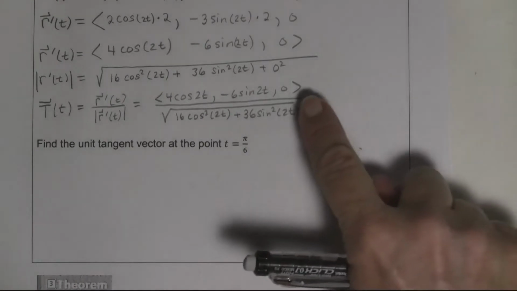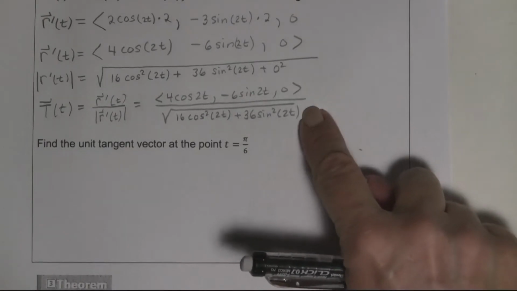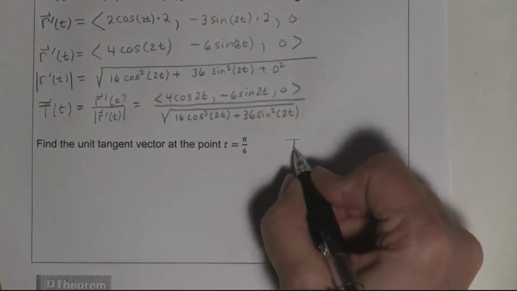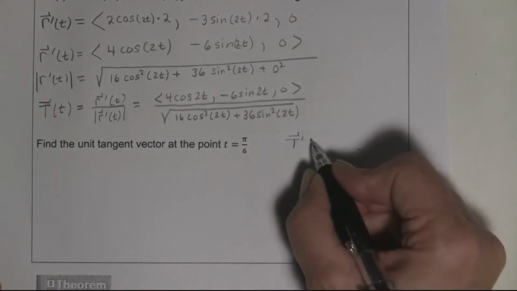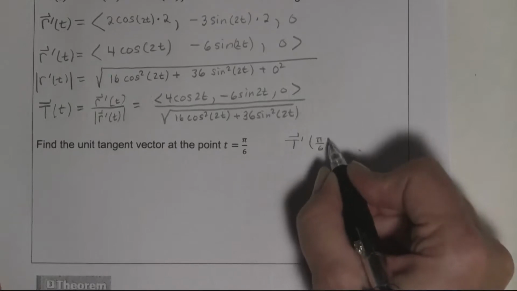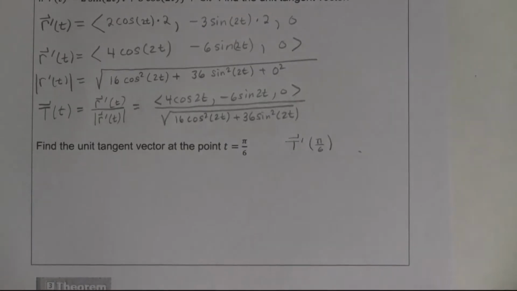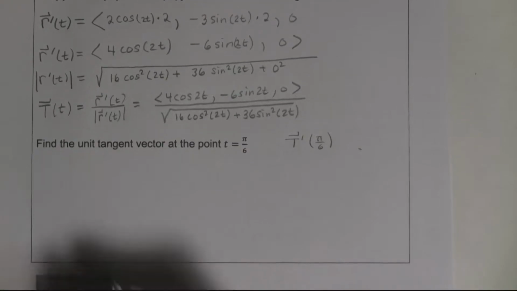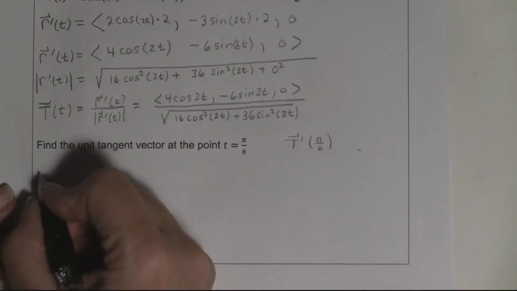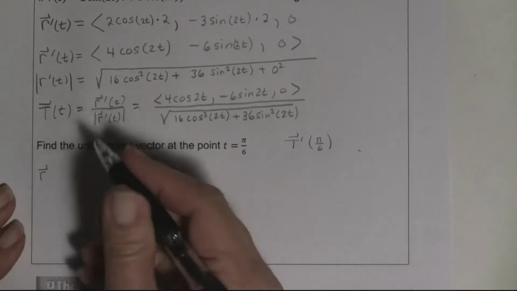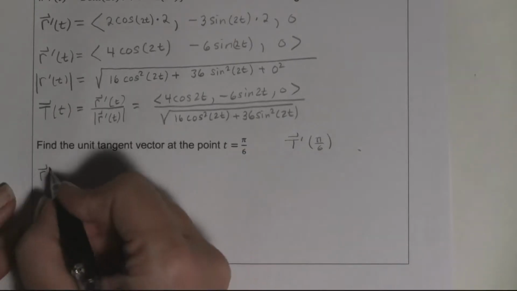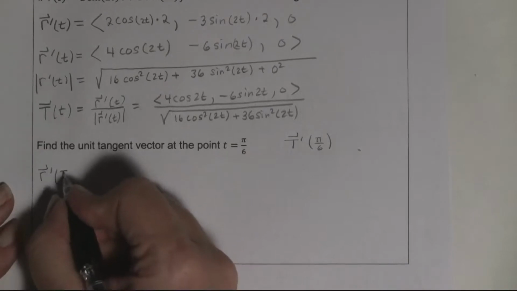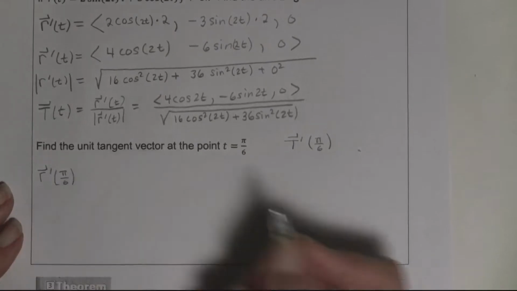So they asked me for this. This is with t. Now they're asking me for this, T prime, so that vector, at pi over 6. So you can just go plug in pi over 6. But that's going to be harder on your algebra. And hey, if we can make our algebra nicer, that's what we need to do. So I'm going to go back here to r, and I'm going to evaluate it at pi over 6.